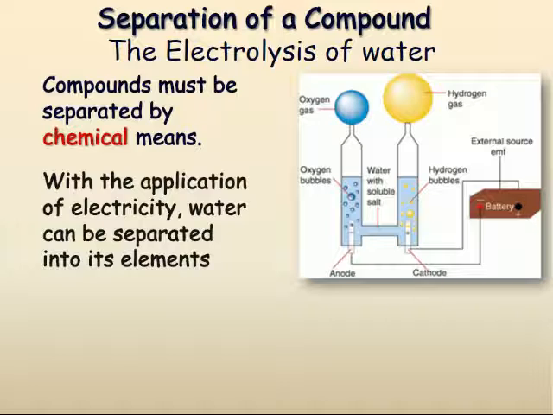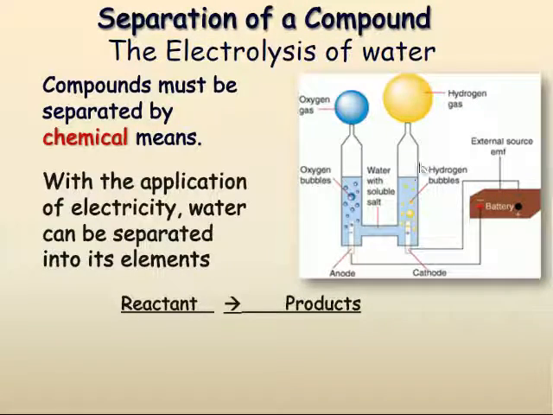You can also separate a compound using chemical means. One way that we do that, we can apply electricity. Okay, and water can be separated into its elements. For example, we have oxygen gas. We're going to make oxygen gas. We're going to make hydrogen gas.